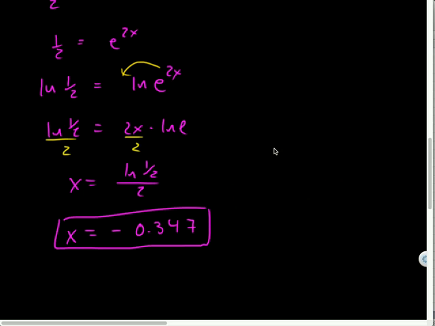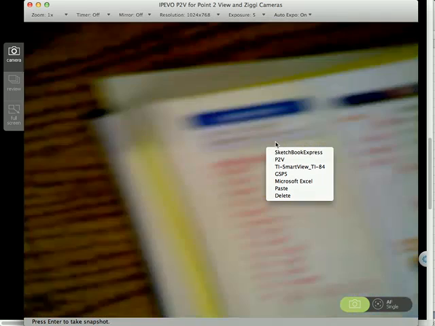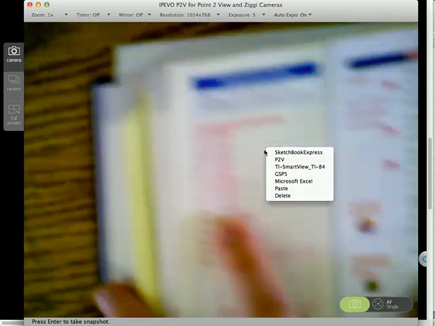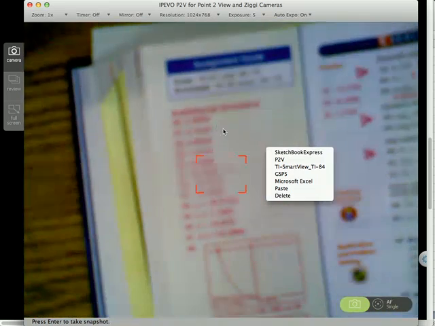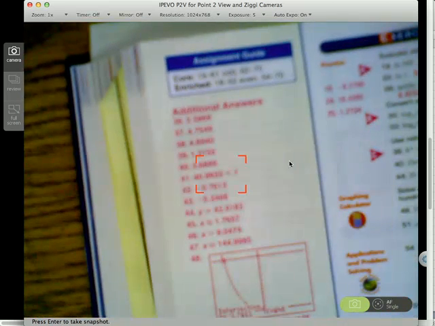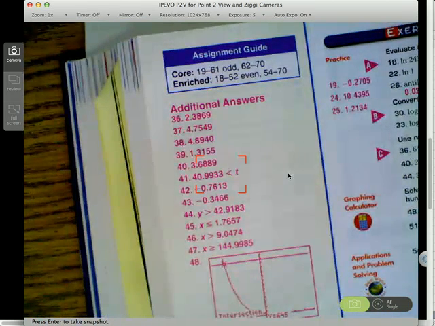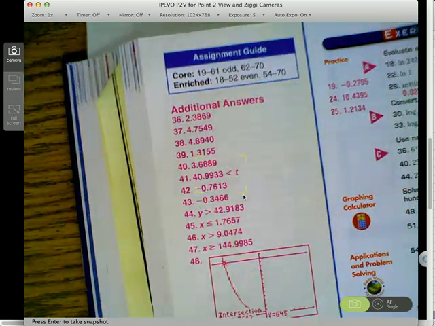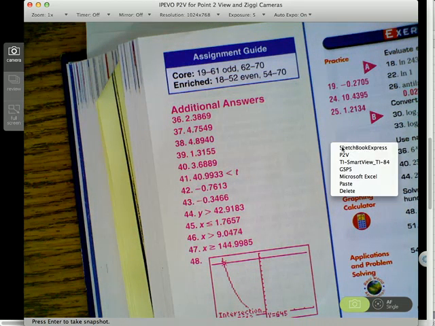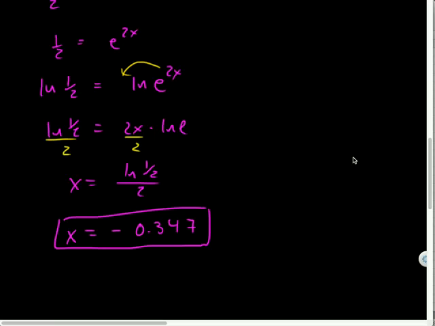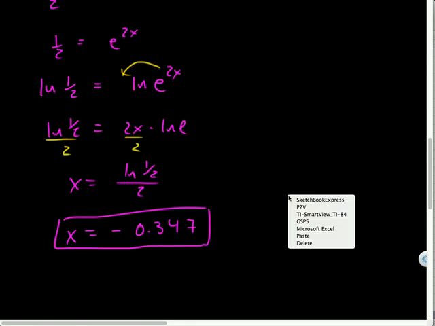Hopefully, it's blurry there, but believe me, it's right. So there's 43. So their answer was a little bit different than mine, right? 3466. Mine was 3. You just rounded. Okay, why did I round? I think I saw the 0 and assumed I was at 4 decimals.